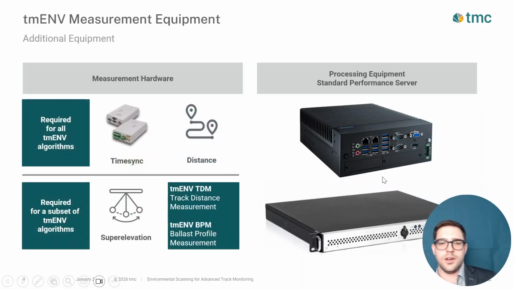What do we need additionally? In addition to the lidar, we of course need a device which syncs all the measurement equipment regarding time, so that we are sure that all the measurements fit together. We also need a distance measurement wheel so that we know where we are with our measurement points. And for some of the features we are presenting today, for example the track distance measurement and the ballast profile measurement, we additionally need a super elevation measurement.